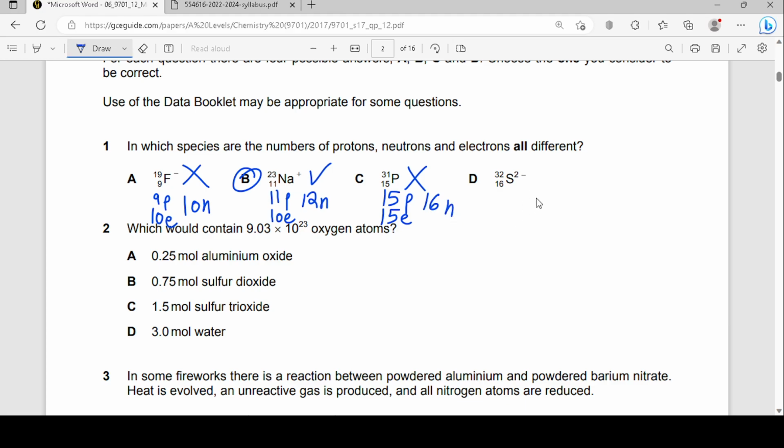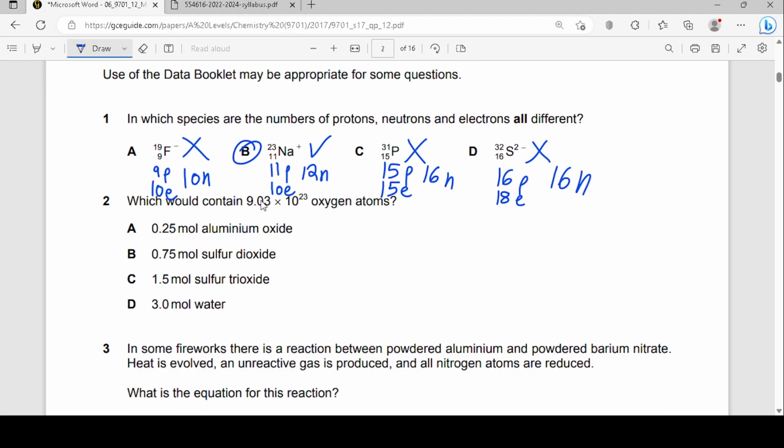And then for 32 16 S 2 minus, you have 16 protons, and because it has a 2 negative charge, it has 2 more electrons than protons, so it will have 18 electrons, and then the neutrons will be 32 minus 16, so 16 neutrons. Okay, so yeah, again 16 protons, 16 neutrons, so D is also wrong, and so the only correct answer possible is B, right?